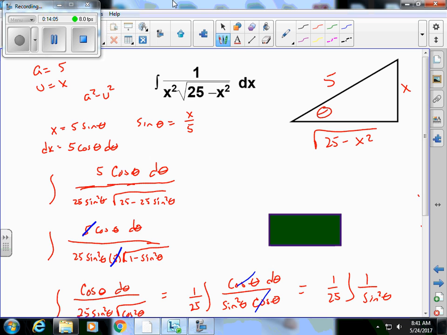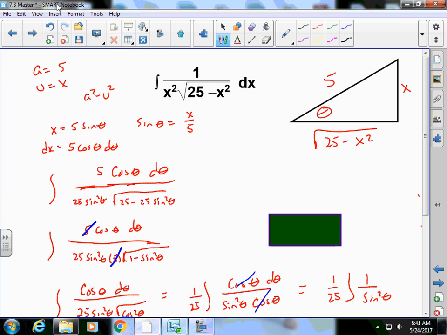Okay, so you've had some time to work out the problem. Hopefully you got the same answer. I'm going to say that a is equal to 5, u is equal to x. This is in the form, as I said before, of a squared minus u squared. Therefore, x is equal to 5 sine theta, or sine theta is equal to x over 5. That allows me to build a triangle over here, which we will use later in this problem. If x is equal to 5 sine theta, then dx has to equal 5 cosine theta d theta.